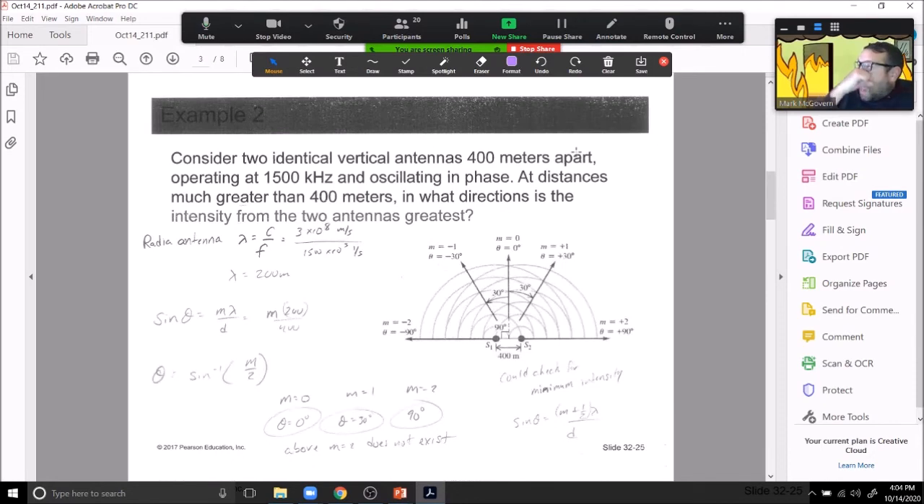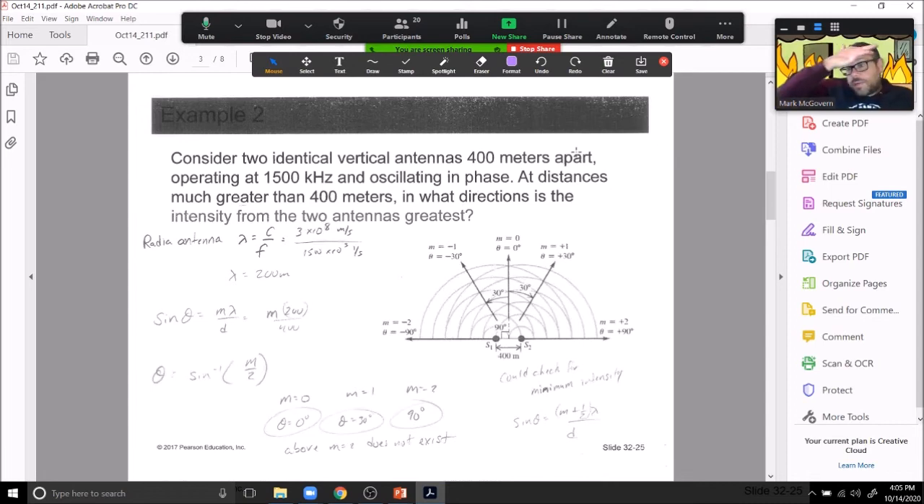Okay, so we want to figure out wavelength though, right? We have to figure out wavelength because we talk about wavelength in this stuff here. These are radio waves, right? And so we're going to use the speed of light because that's how fast they travel. The frequency of the radio waves is 1.5 times 10 to the 6 hertz, and we get a wavelength of 200 meters.